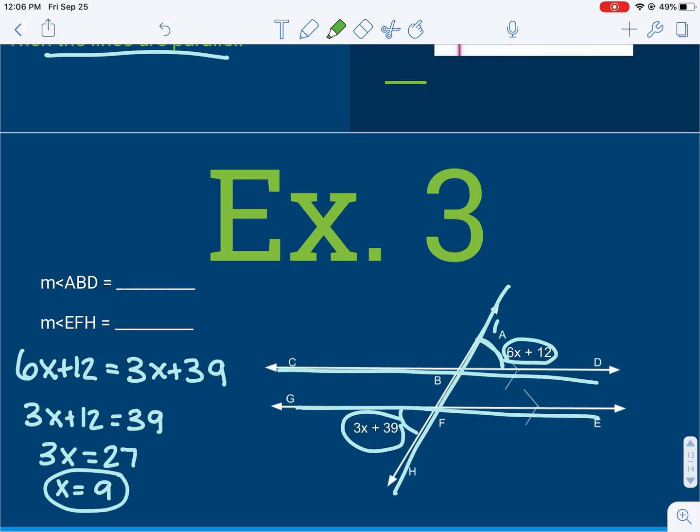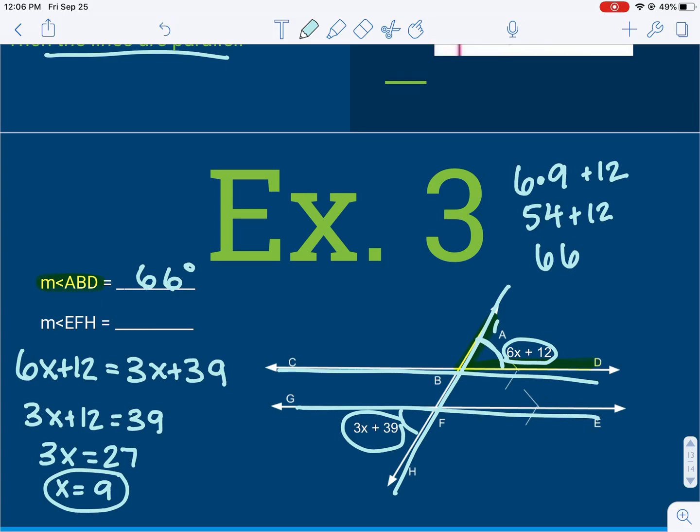I'm asked to find angle ABD. I'm going to start at A, go to B, turn, go to D. So I'm looking for this angle first. If I plug 9 in, I get 6 times x, which was 9, plus 12. So I have 54 plus 12, or 66.